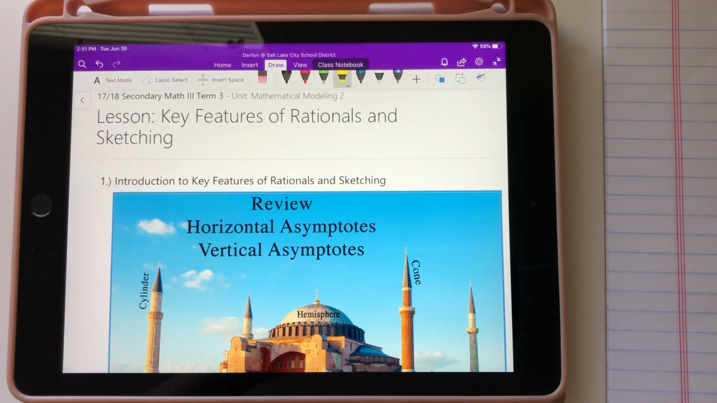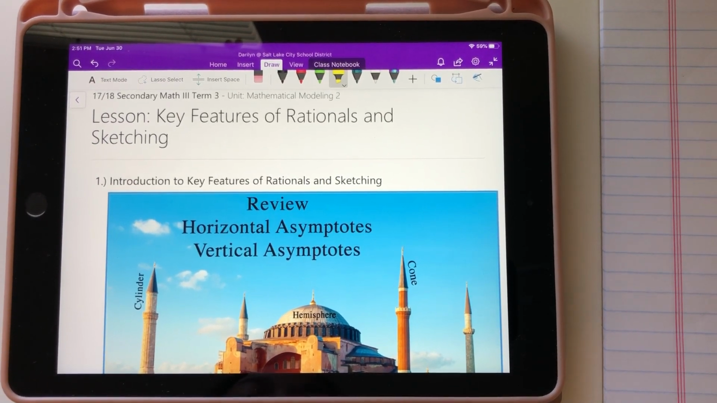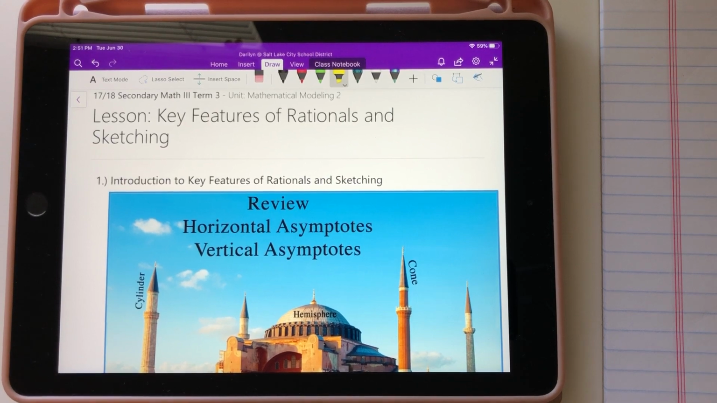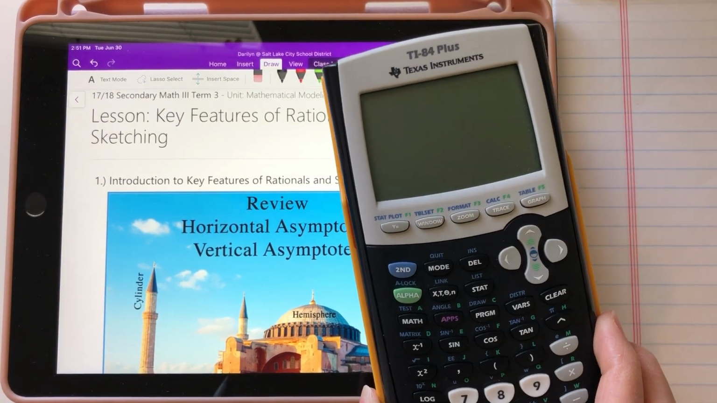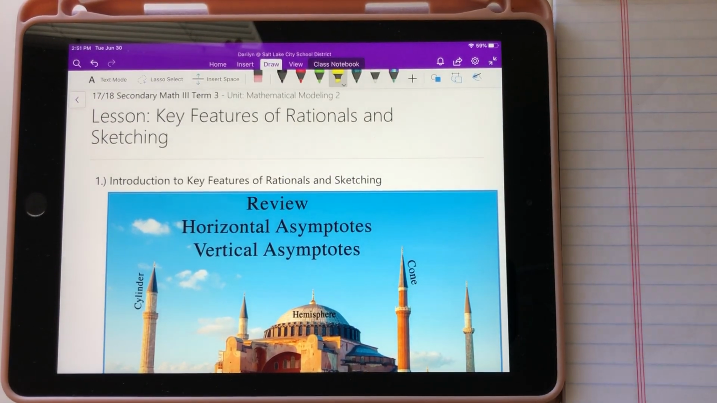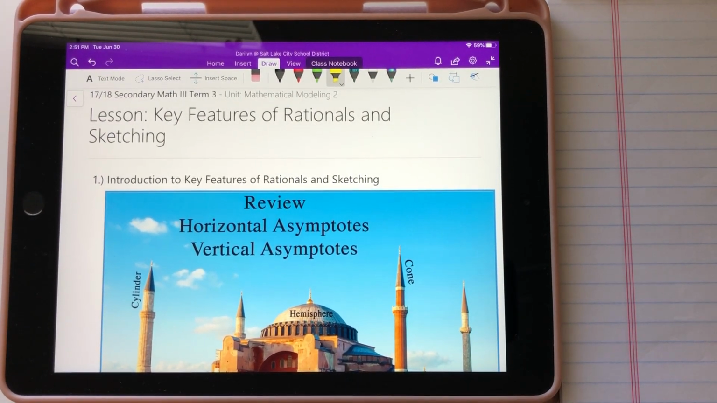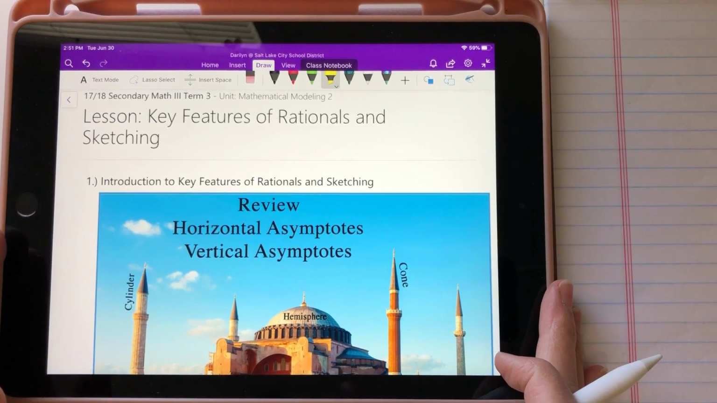All right, welcome back. Today we're going to do key features of rationals and sketching. For this lesson, you definitely want to have your notes with you. You want to have a handy dandy calculator, always just in case. You may not even use it for this lesson, and you want to have the lesson with you.